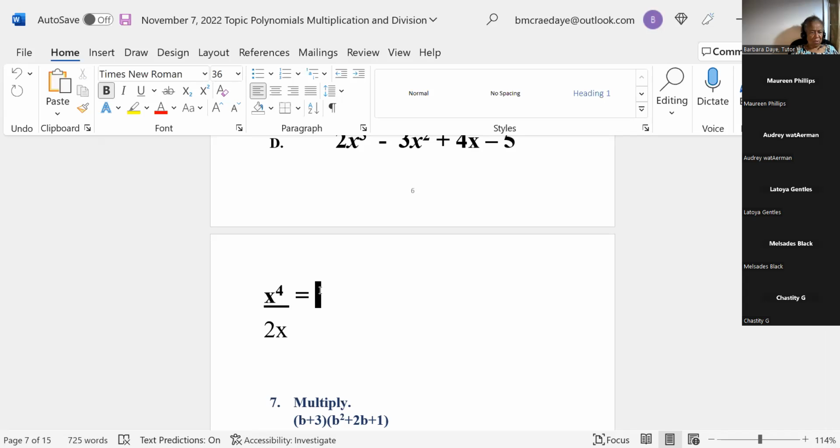1 over 2 is the coefficient, right? Because there's a 1 here and there's a 2 here. So 1 over 2 is the coefficient. And let's put our power, 2 right here.